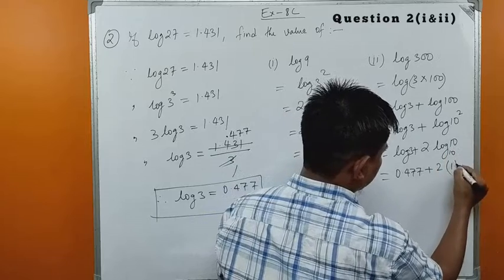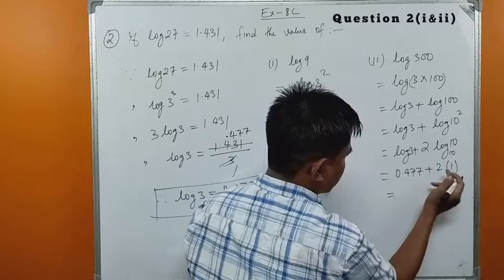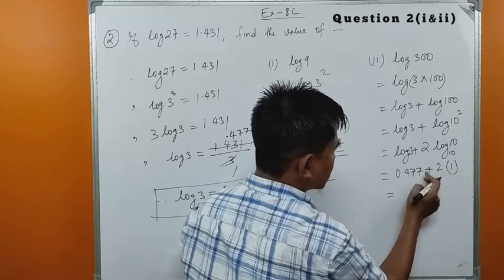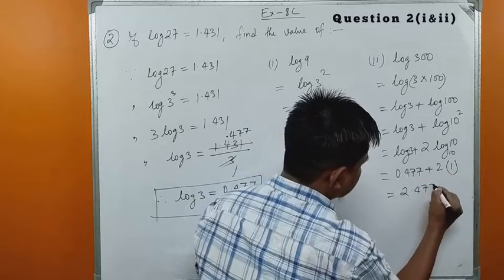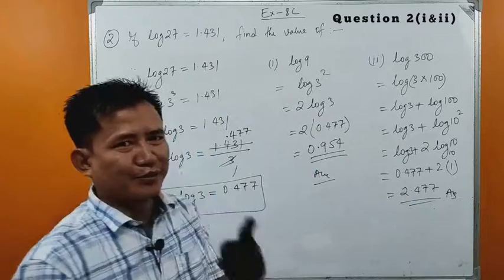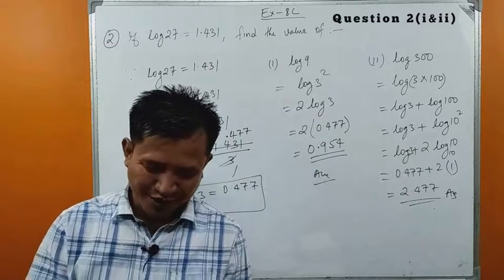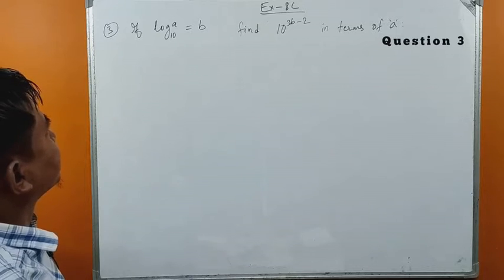So 2 into 1. Now 2 1s are 2. 2 plus 0.477 is 2.477. Okay, so this is the answer for question number 2. I hope you got this. Now let us move on to the next question. Okay, now let us do question number 3.